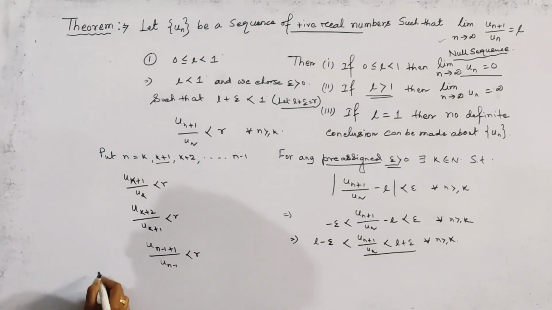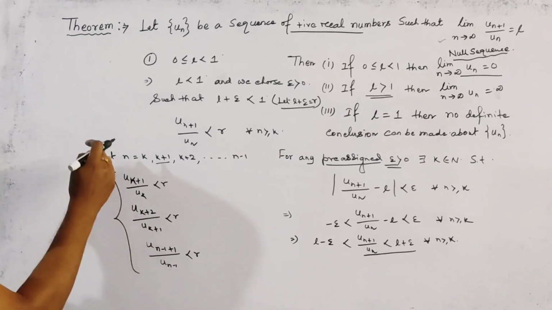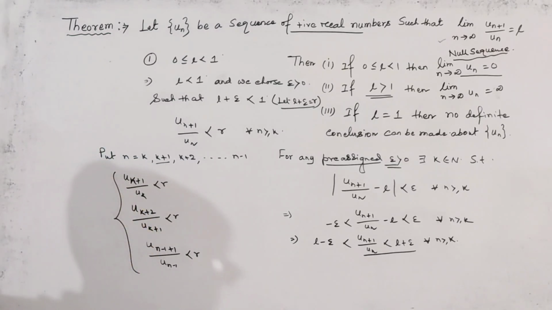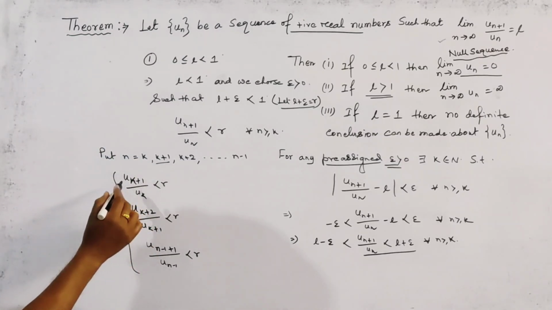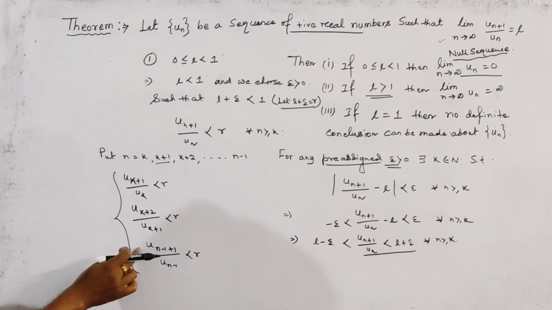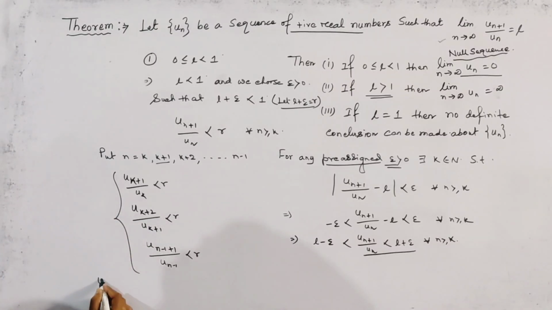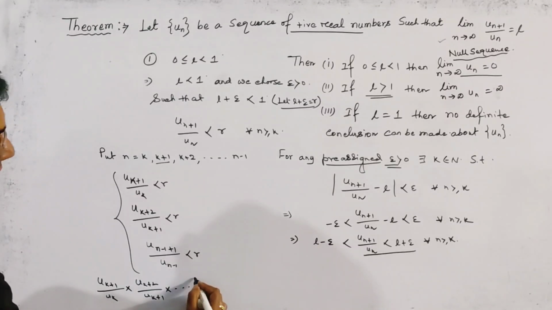Okay, now we multiply all of them vertically, we get the result. If we multiply these, okay, then we write here uk plus 1 by uk into uk plus 2 by uk plus 1 into, and so on.